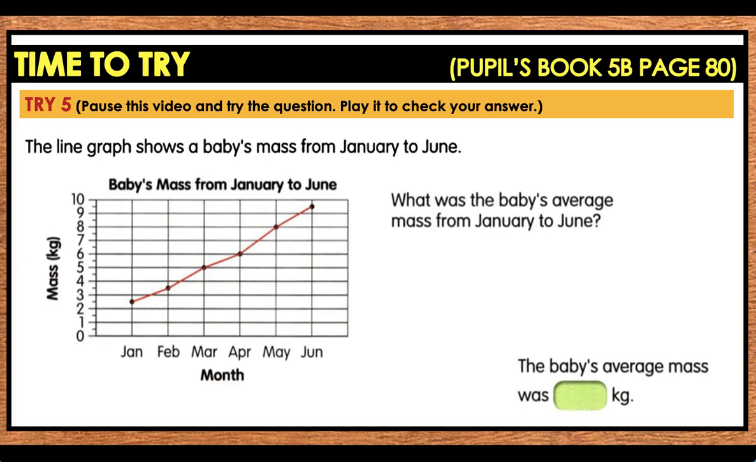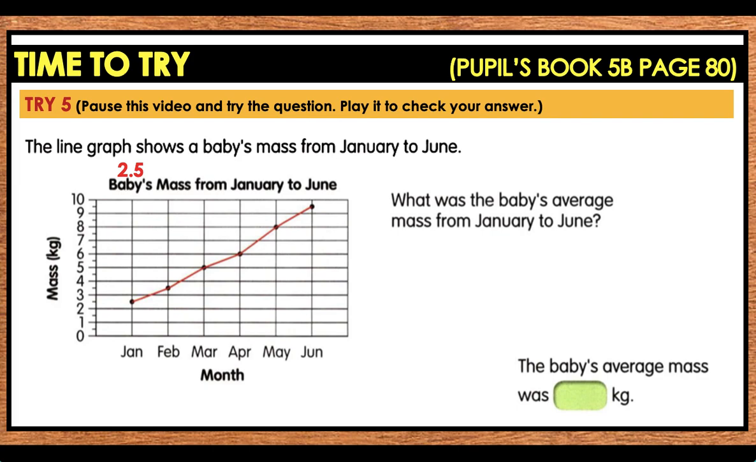Try 5. Pause this video and try the question. Play it to check your answer. Okay, time to reveal the answer. The line graph shows a baby's mass from January to June. What was the baby's average mass from January to June? Okay, so identify the details.